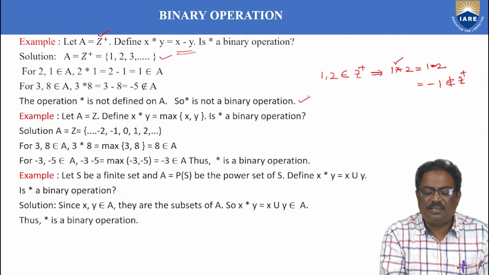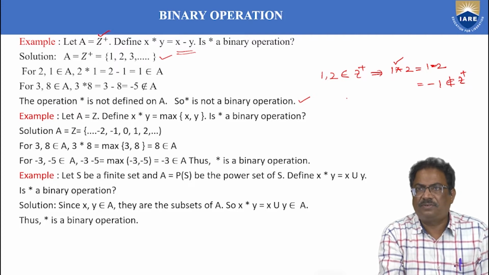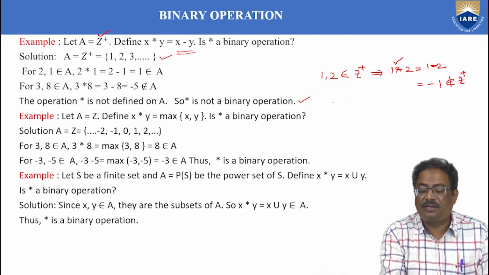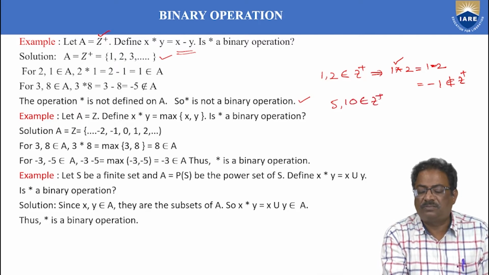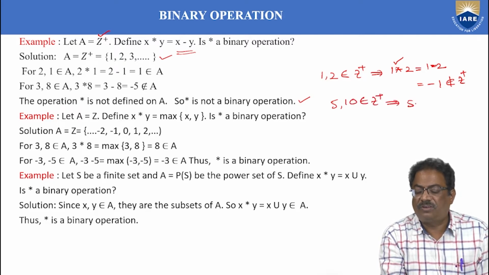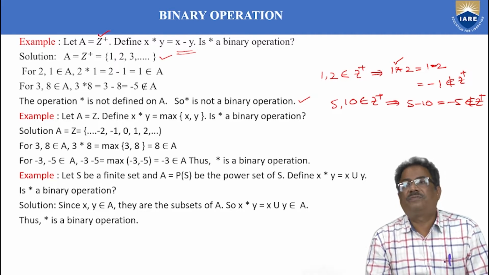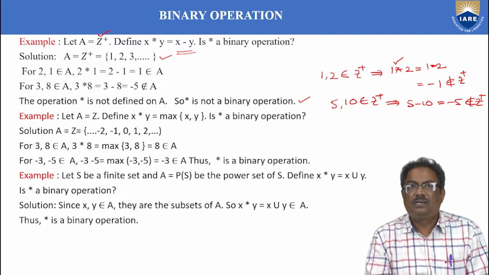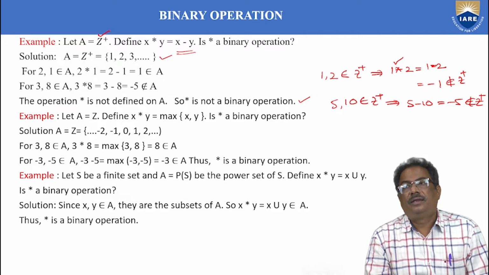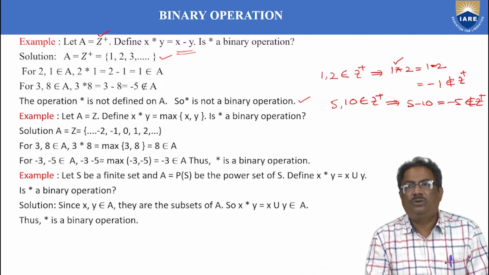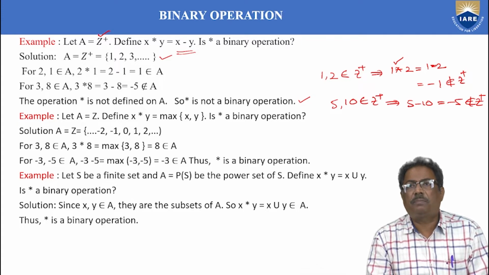Like that you can consider any lesser number first and the next higher number, that's 5 and 10, if I am considering that belongs to Z plus. So here the difference I am going to get is a negative value, which does not belong to Z plus, which does not belong to the positive integers. The difference of two positive integers need not be a positive integer. So the star is not a binary operation.